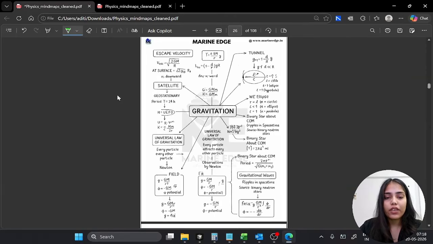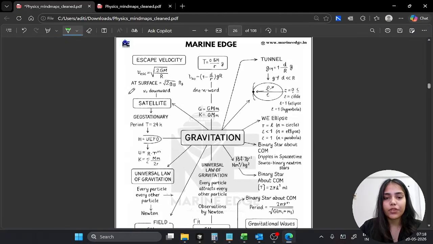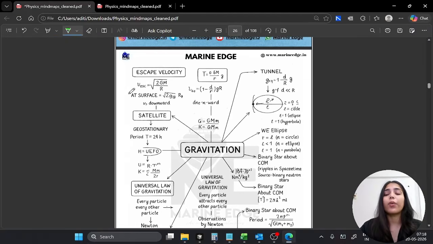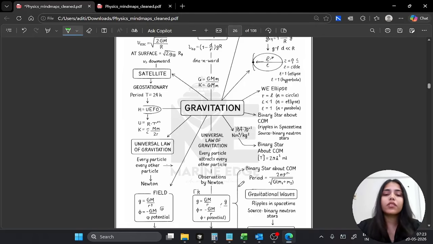Now, when we talk about gravitation, we have multiple things here. Let's start with what is the base formula for calculating gravitation, and then we'll move forward. When we talk about gravitation, the first thing is the universal law of gravitation. So what does that mean?